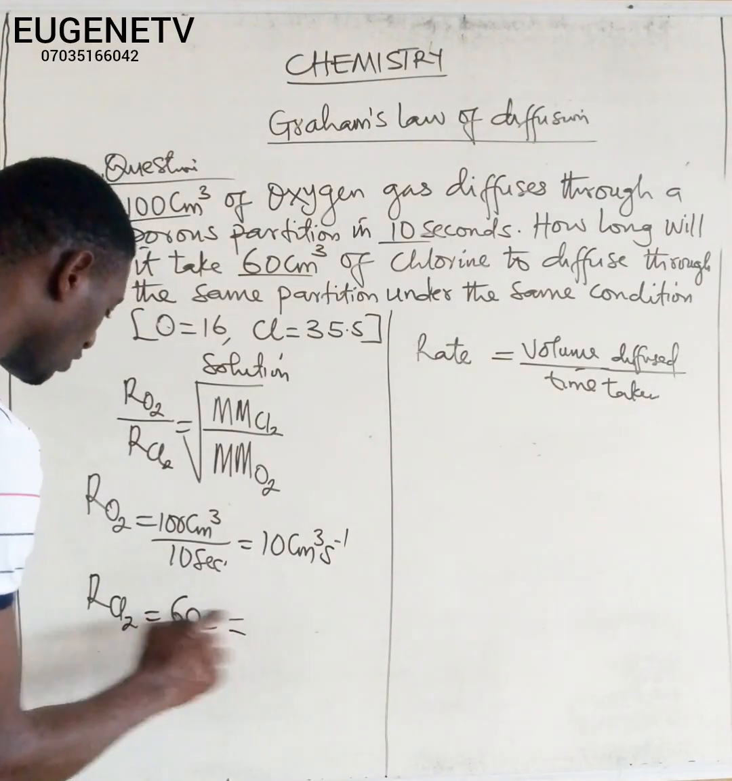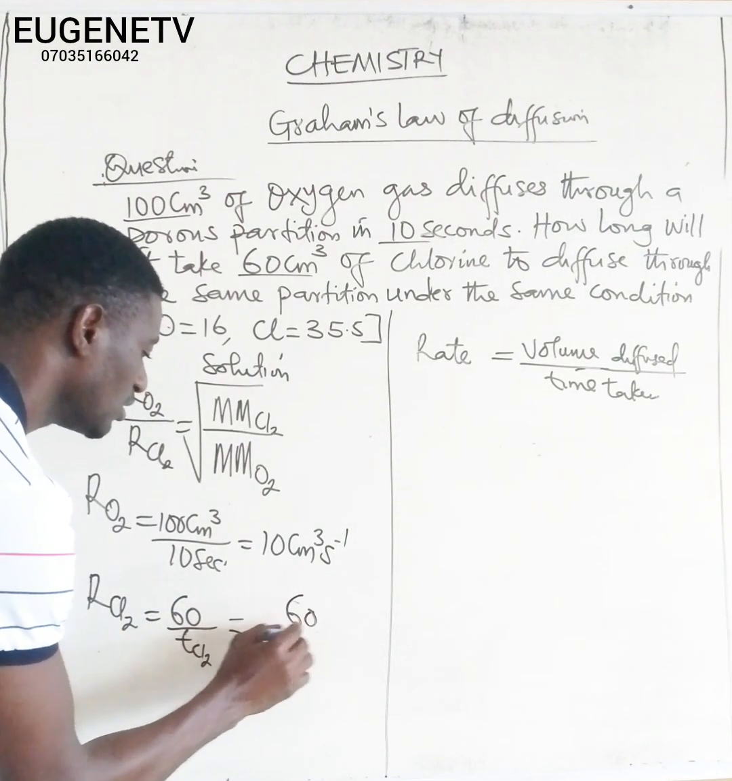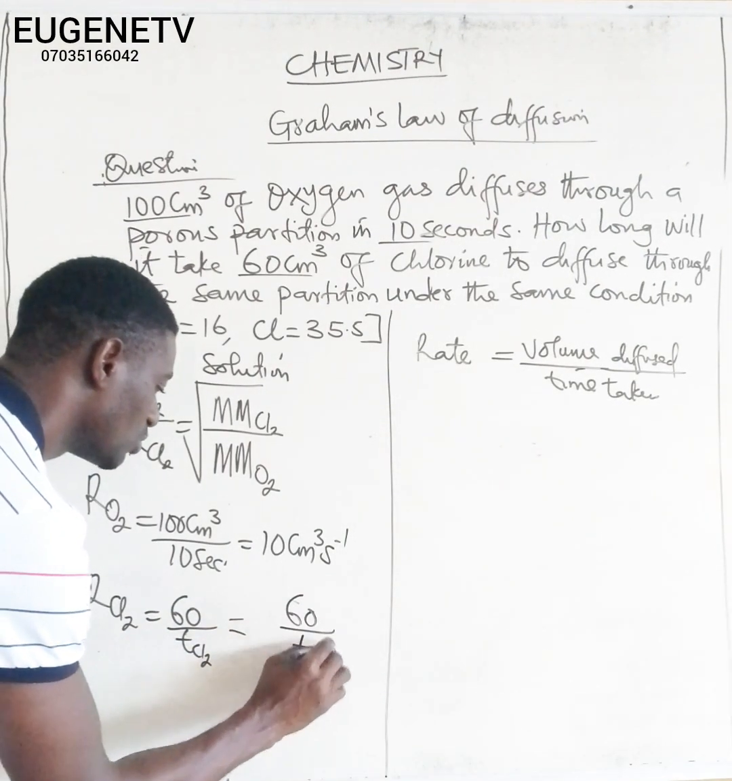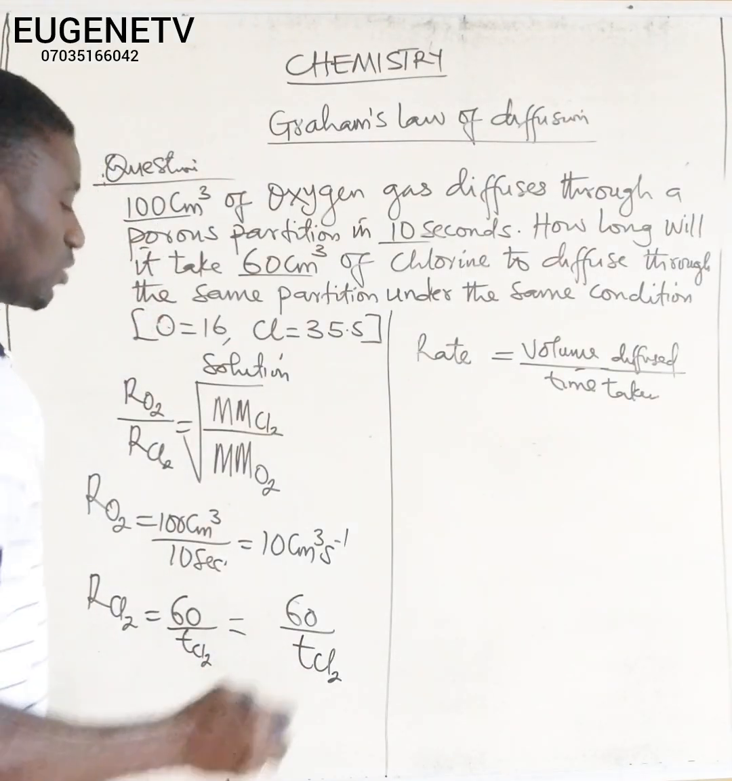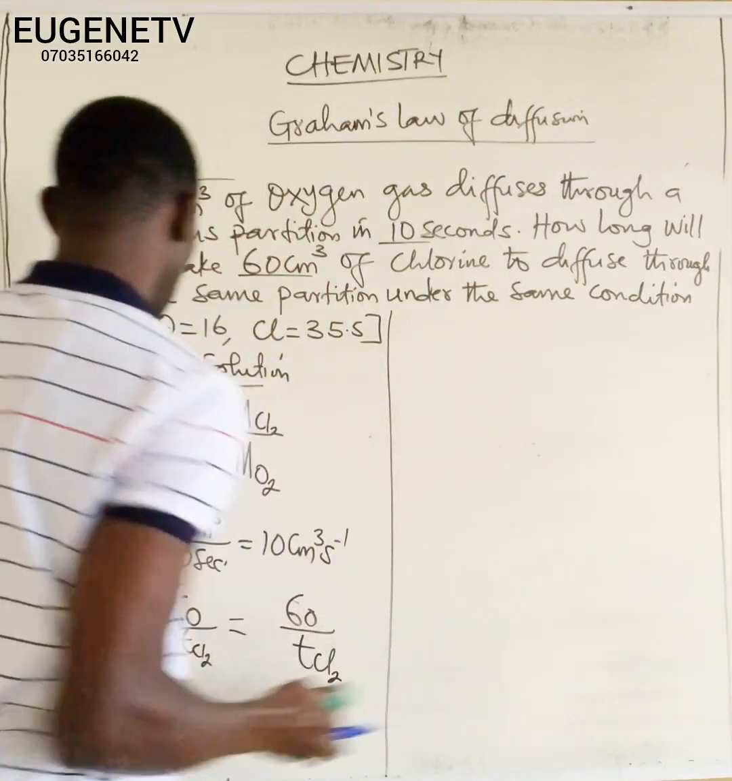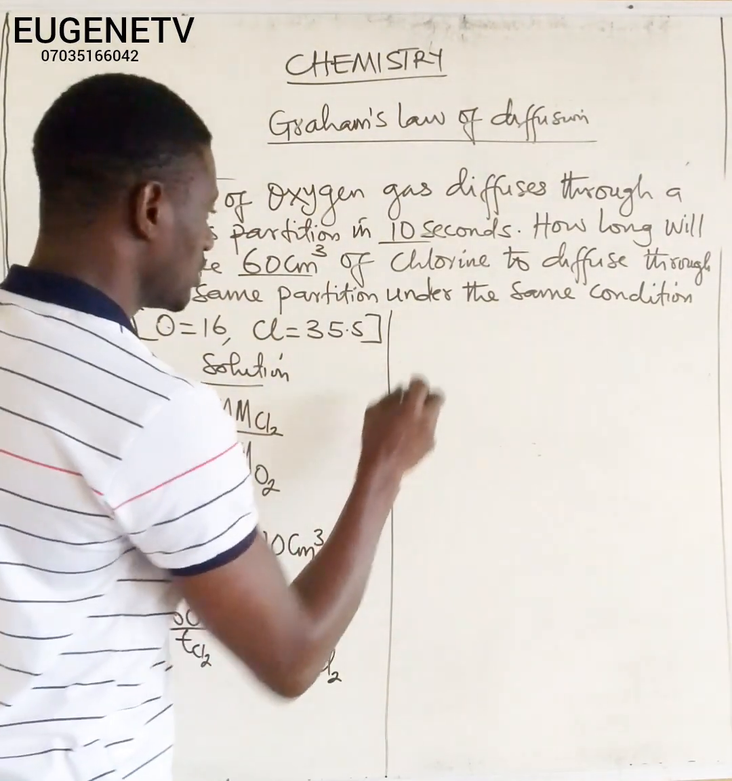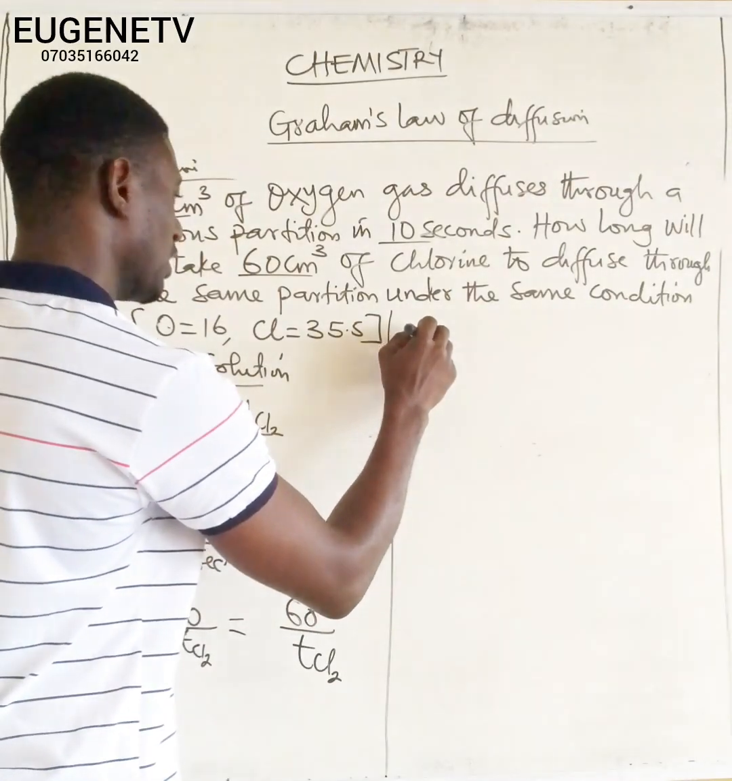So that simply means that the rate of diffusion of chlorine gas is 60 divided by TCl2. TCl2 simply means time of diffusion of chlorine gas. Okay, let us go over to this side. I think we are now going to use this expression. Okay, yes, let us go.